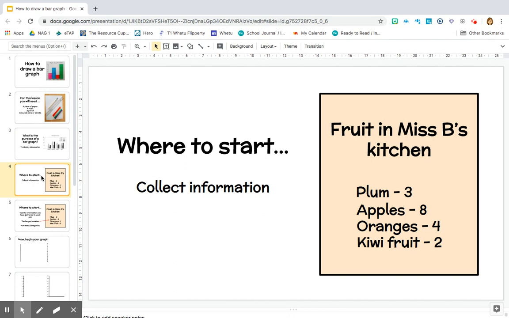Let's get started. So to start a bar graph, you need to collect some information. I wanted to know how many bits of fruit I had in my kitchen. When I counted, I had 3 plums, 8 apples, 4 oranges, and 2 kiwi fruit. And you can see that I have written these up here in the box.